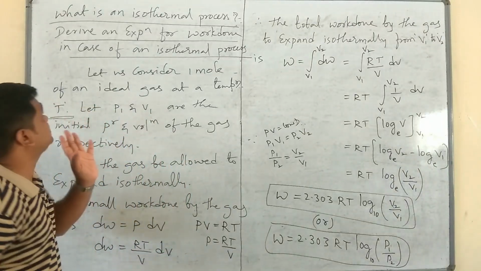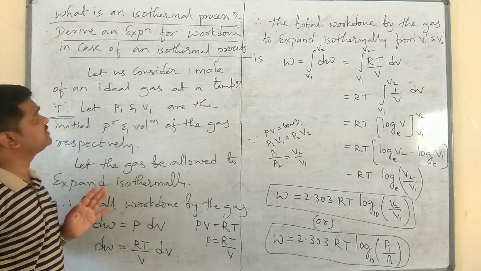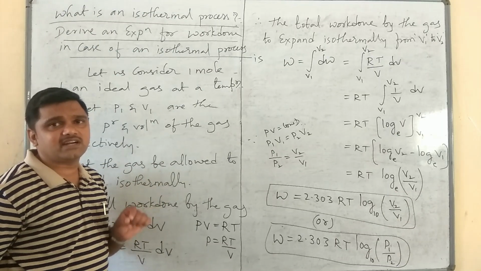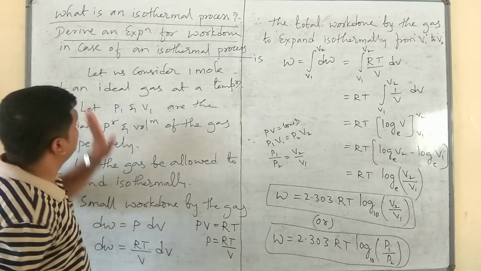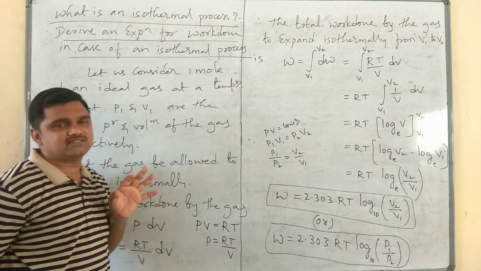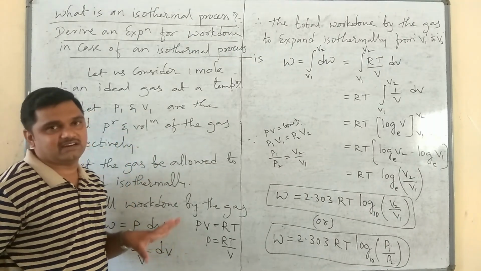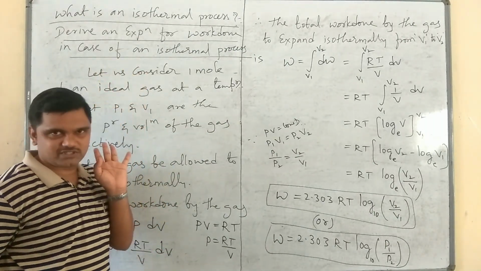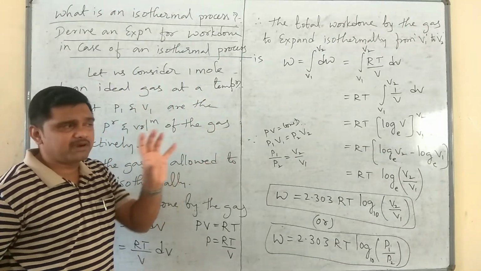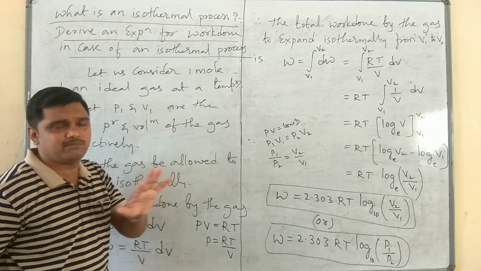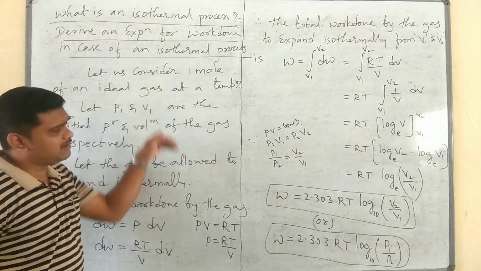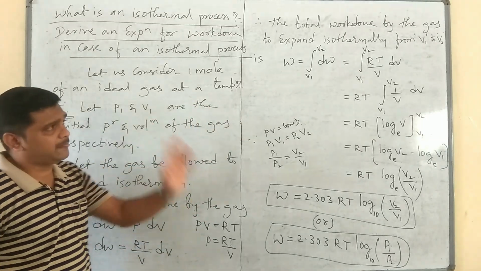So once again I will repeat this. What is an isothermal process, and hence derive an expression for work done in case of an isothermal process. If you get a question like that, first we have to answer the 1 mark question, that is, a thermodynamic process that takes place at a constant temperature is said to be an isothermal process. In this isothermal process, pressure and volume may vary, but the total temperature of the system remains constant. For that you get 1 mark. For the remaining 4 marks, we have to execute like this.